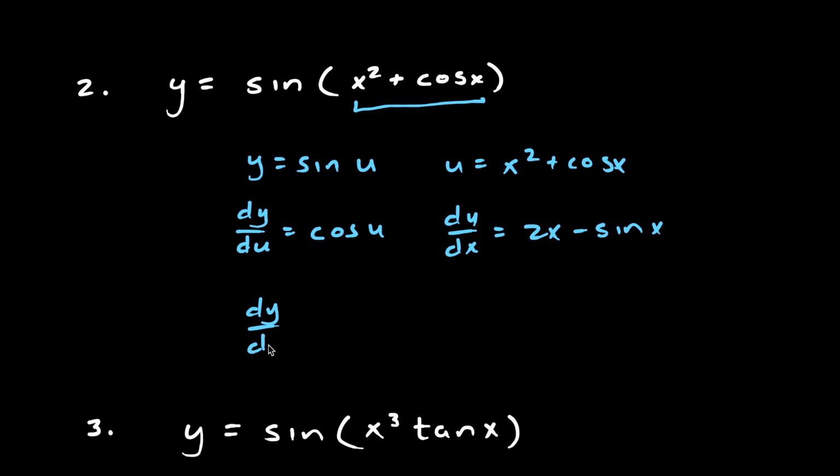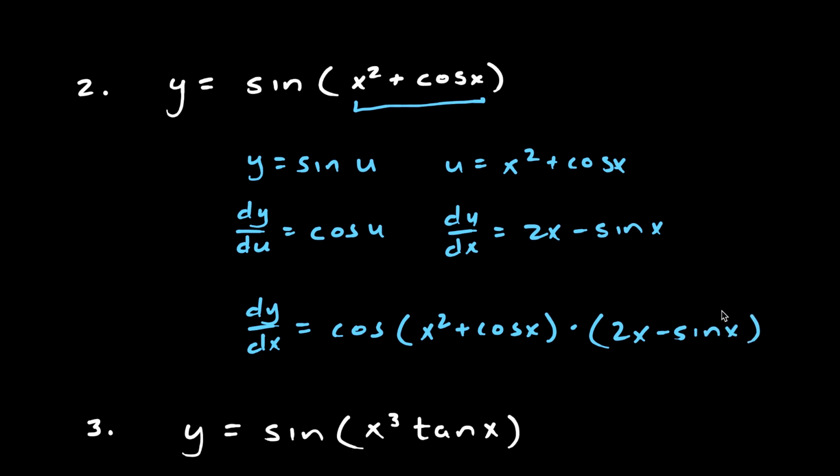So dy dx will equal cosine of u, but remember u is really x squared plus cosine of x. If the question is asked in terms of x, we answer in terms of x, but then we multiply by du dx, which is 2x minus sine of x. Now again, this could have been real simple. We could just go ahead and take the derivative of sine, which is the cosine of that function, and then we multiply by the derivative of that inner function.